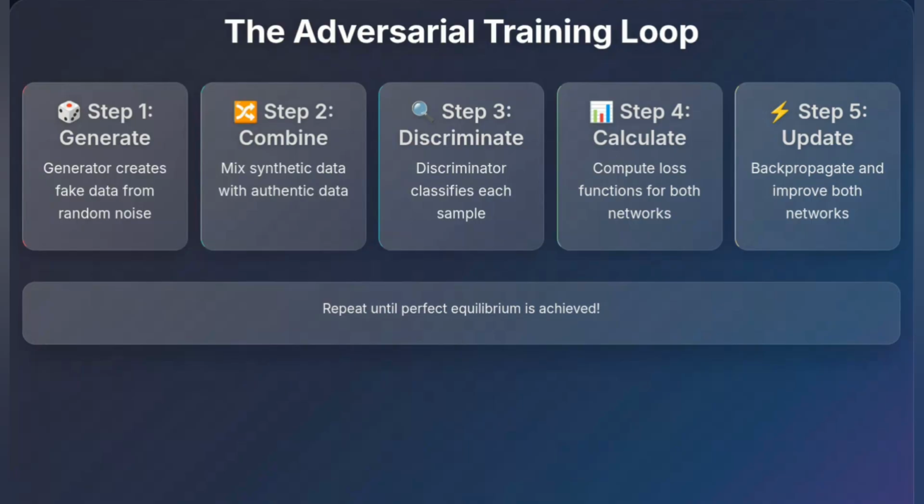Initially, the generator produces garbage and the discriminator easily spots fakes. But as they train together, the generator gets incredibly good at creating realistic data and the discriminator becomes an expert critic. The beautiful thing is when training is complete, we can throw away the discriminator and use the generator to create unlimited new realistic data.